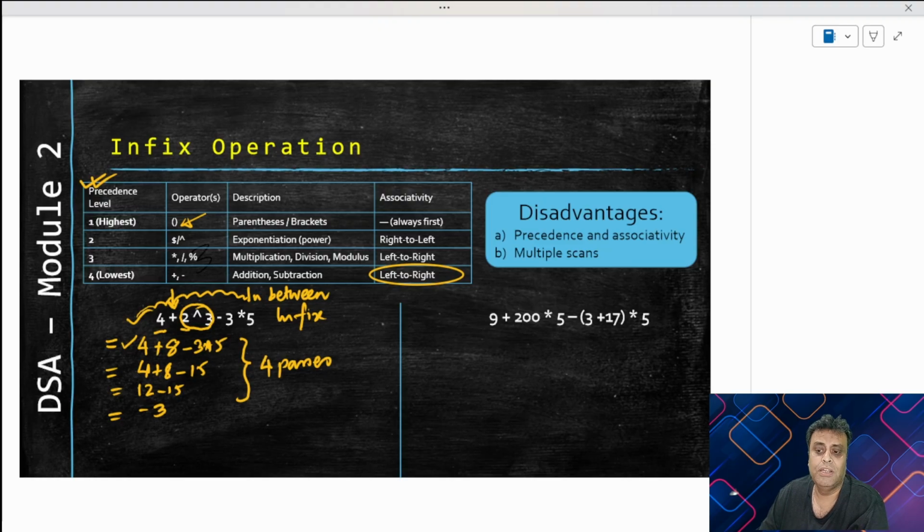So remember this point, because it is one of the disadvantages of infix operation, which is basically pointing out the fact that it does multiple scans, right? So with that, let us do one more example.